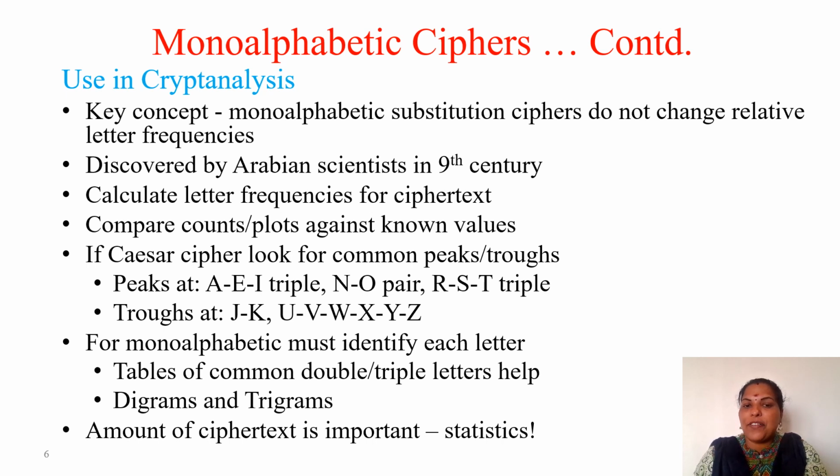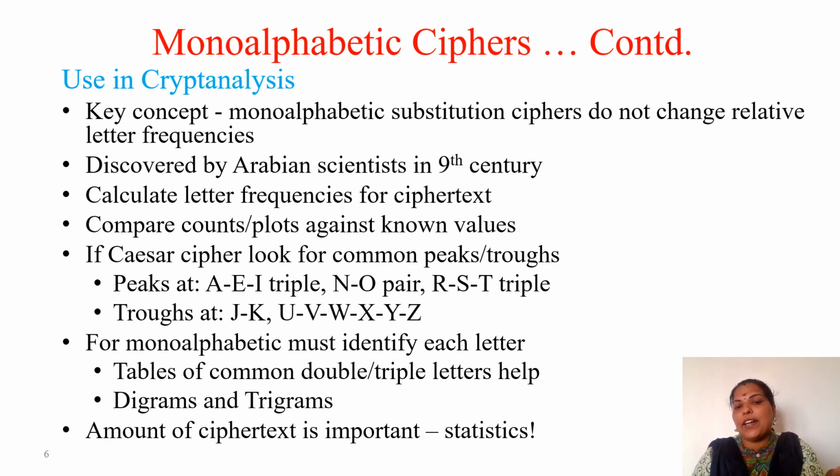So for a Caesar cipher, look for common peaks or troughs. Peaks mean the AEI triple, the NO pair, the RST triple, all those things. Troughs mean JK, UV, W, X, Y, Z. In a Caesar cipher we look for these common peaks and troughs, but a monoalphabetic cipher requires identifying each letter. So tables of common double and triple letters will help, and diagrams are there. Since all those are frequently occurring, if we find those characters, we can easily break the crypto system.